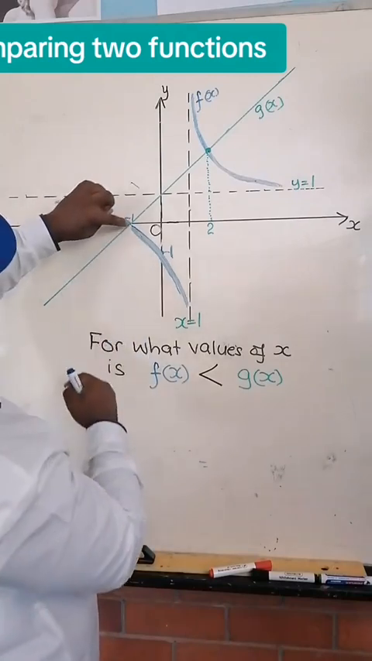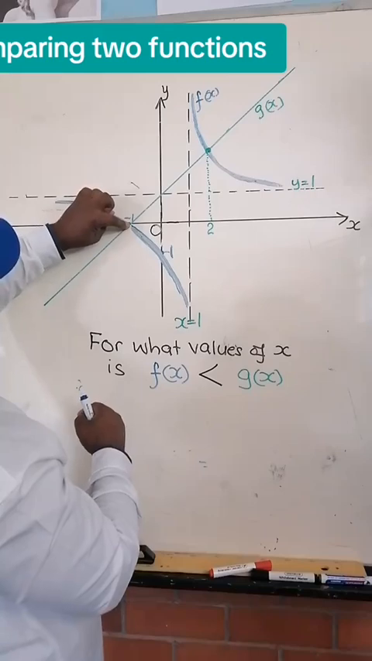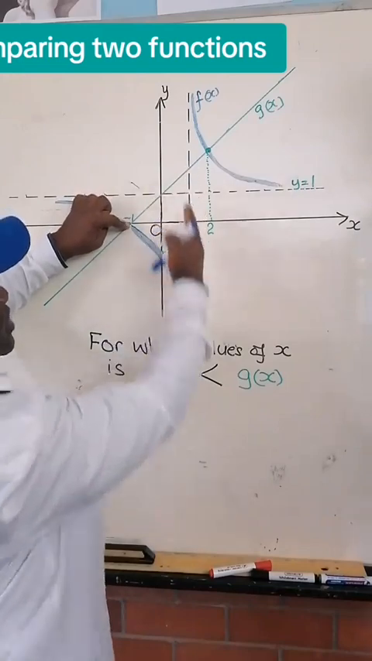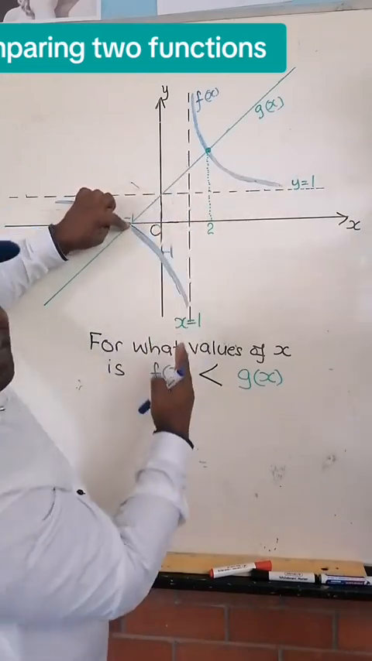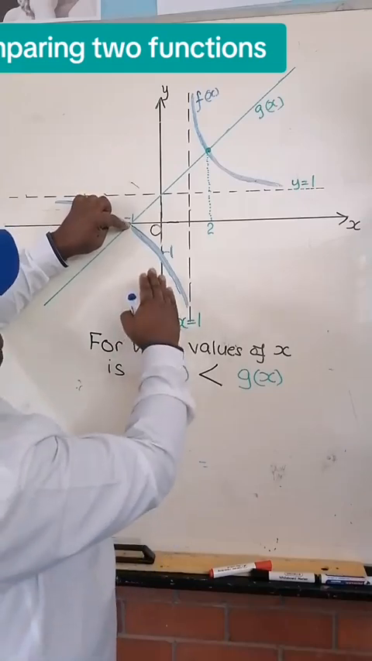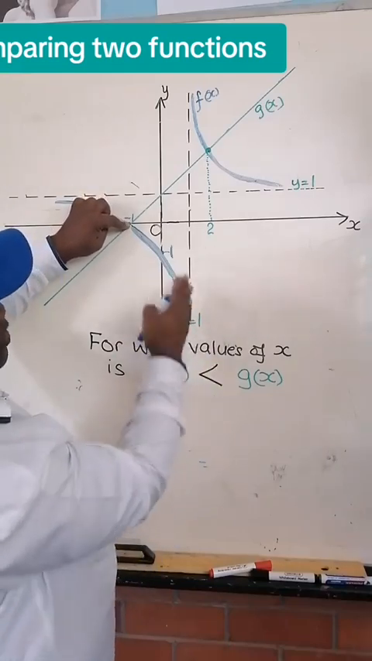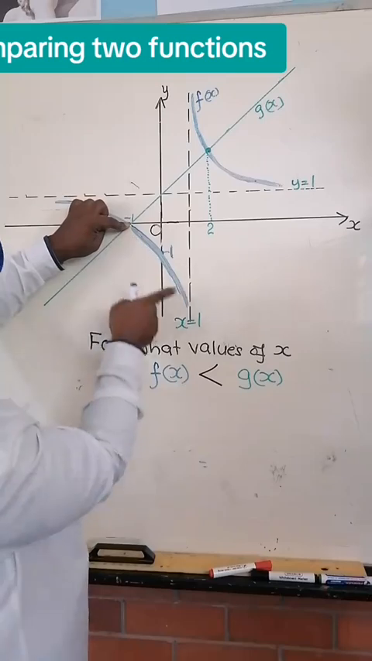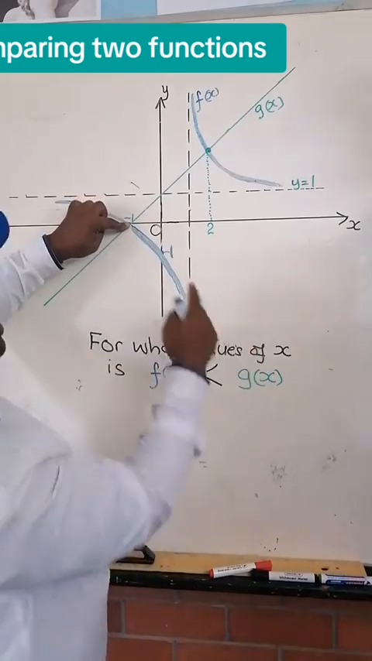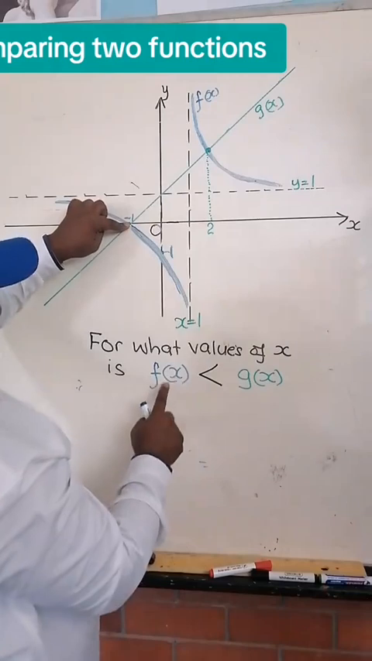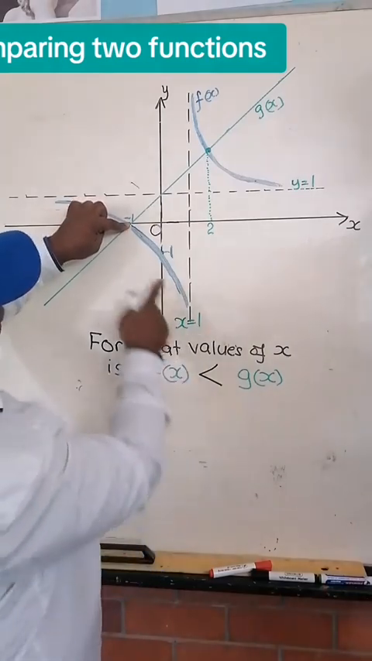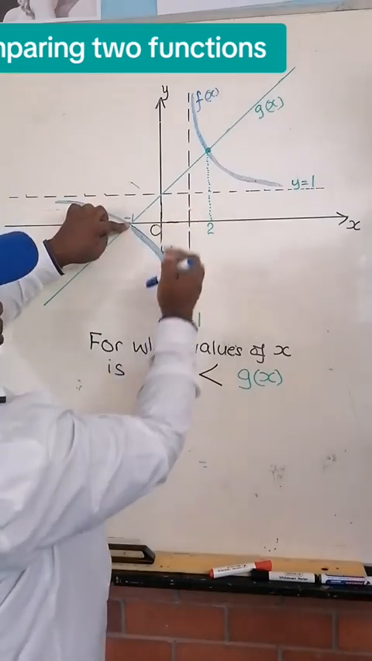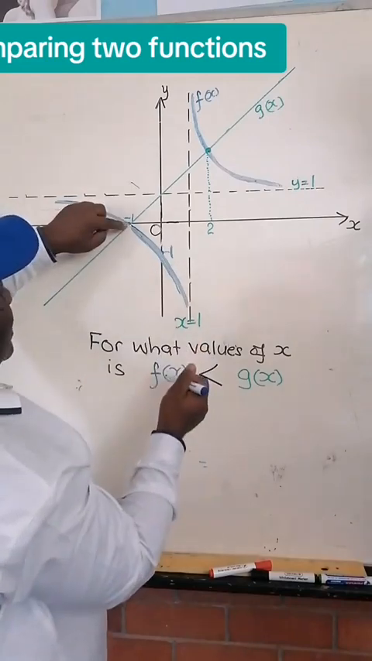Now let's look at the portion from -1 going to the right, up to that asymptote there. Obviously, I shall stop at the asymptote because I shall not cross over to the other side of the asymptote. But if I look at this portion, the blue graph is below the green graph. So f is below g at that portion from -1 up to 1. So I am going to take that region.